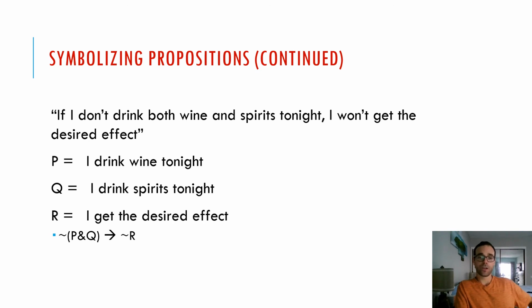So again, looking at this equation on the bottom, we would read this in English just like the sentence on the top. If I don't drink both wine and spirits tonight, I won't get the desired effect. Notice how we're saying if I don't drink both wine and spirits, and we're grouping wine and spirits together, and we have the tilde on the outside of the parentheses.